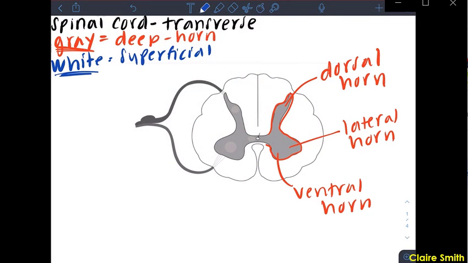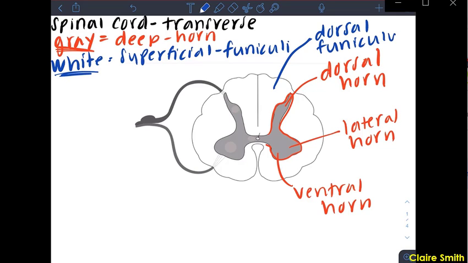Okay, white matter also similarly is all just going to be called funiculi. So on the back side, we have the dorsal funiculus. On the lateral edges, again, lateral funiculus, pretty self-explanatory. And then the front is going to be called the ventral funiculus.